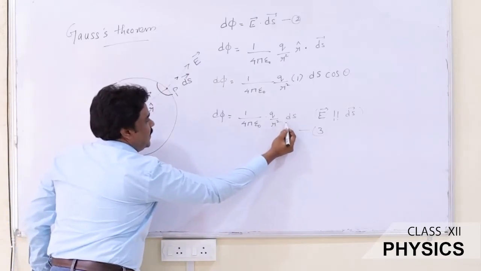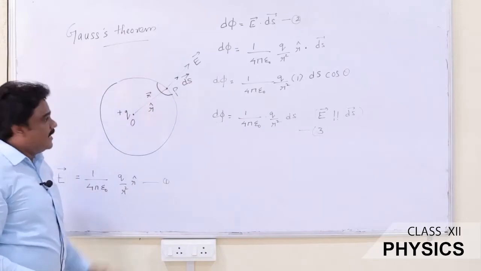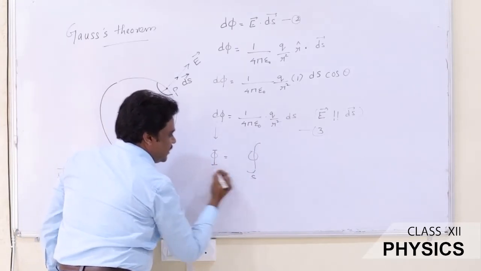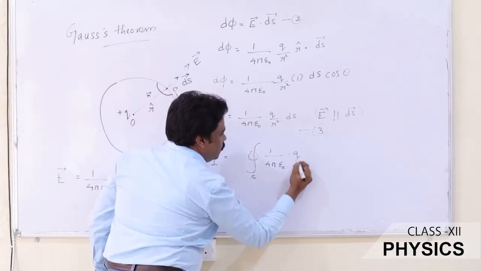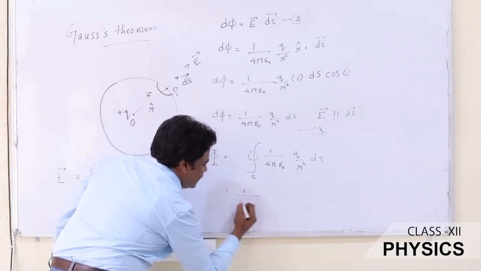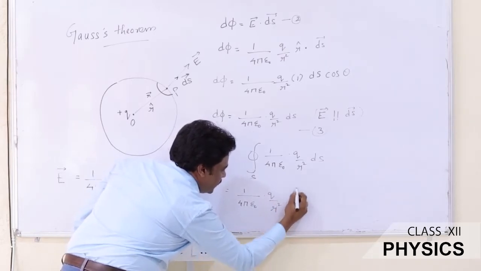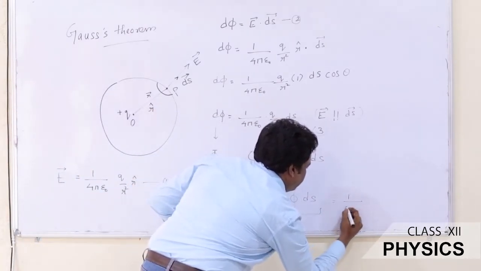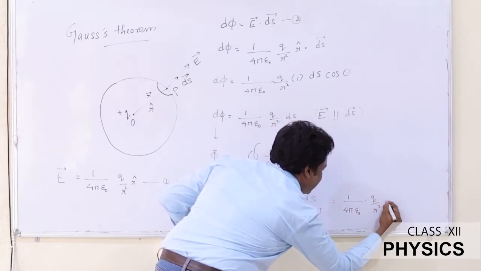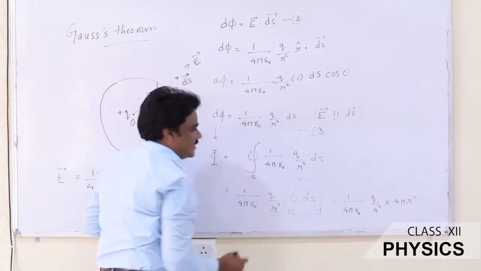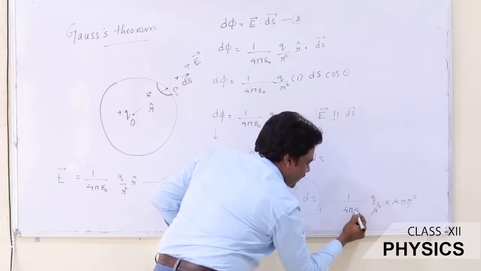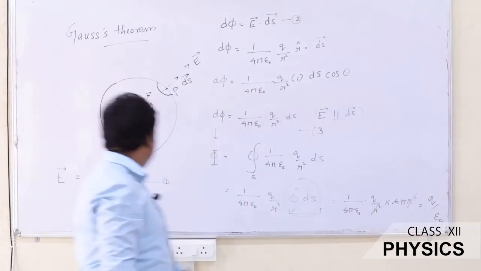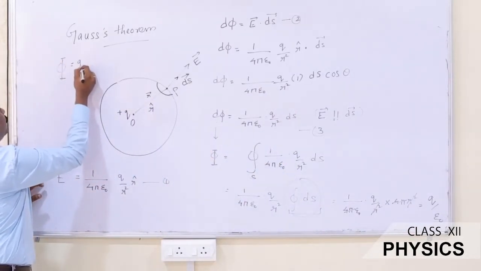This is the small flux linked with the small area element. Our aim is to get the total flux through the entire sphere. So if phi is the total flux, I am going to integrate over the entire surface: 1 by 4 pi epsilon naught Q by R square ds. All the things are constant except ds, so 1 by 4 pi epsilon naught Q by R square times the surface integral of ds. The surface area of a sphere is 4 pi R square, so I can put it: 1 by 4 pi epsilon naught Q by R square into 4 pi R square. R square cancels off, 4 pi cancels off, and what is left is Q by epsilon naught. So I started from phi and ended at Q by epsilon naught, and that is our Gauss theorem. That is, Gauss theorem is phi equal to Q by epsilon naught, and this is the proof of Gauss theorem.